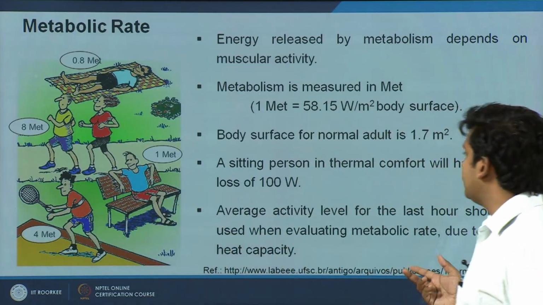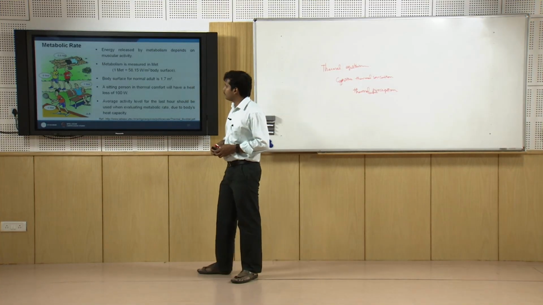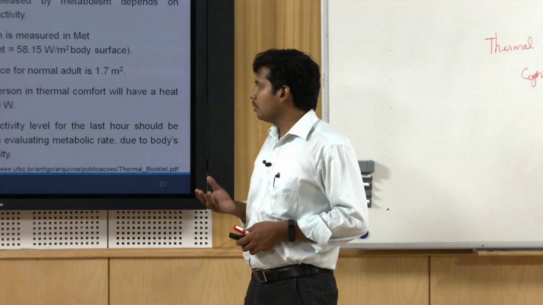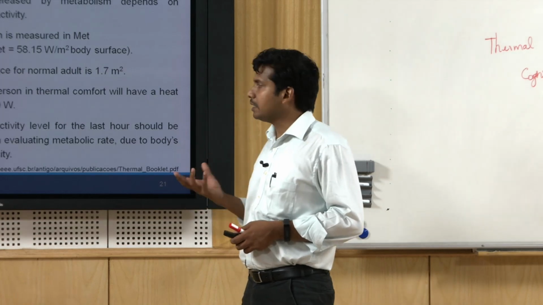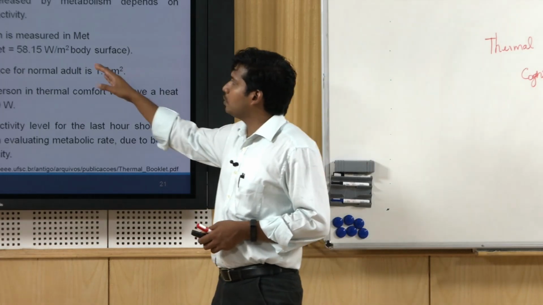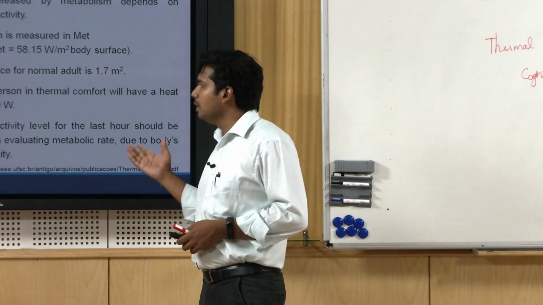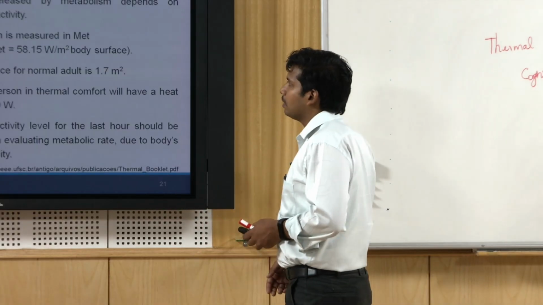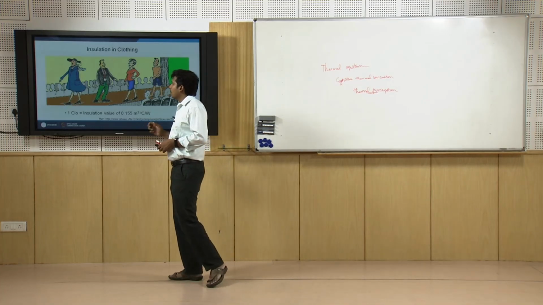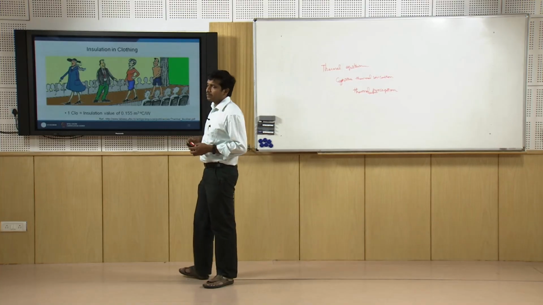So what we generally do for our comfort surveys or comfort assessment is take into account what this person did for the last 1 hour, what kind of activity they were performing, and what the amount of heat emission, the MET value, was during the last 1 hour. This is always accounted for in thermal comfort calculation. The next factor is clothing insulation.